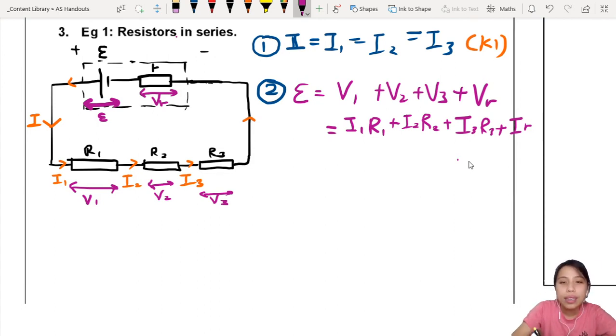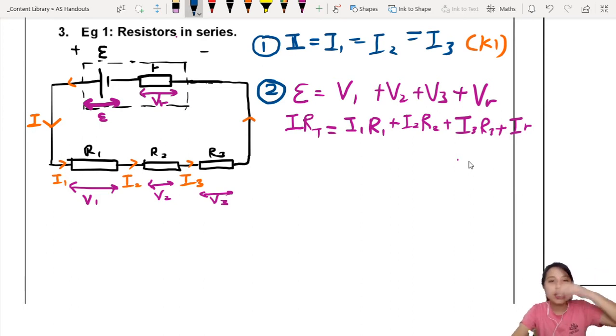Okay, and this one E is what? E can just be V equals to IR, E equals to IR. But what I? You can just have the big I times R total, the total resistance of all these resistors in the circuit. So R total.